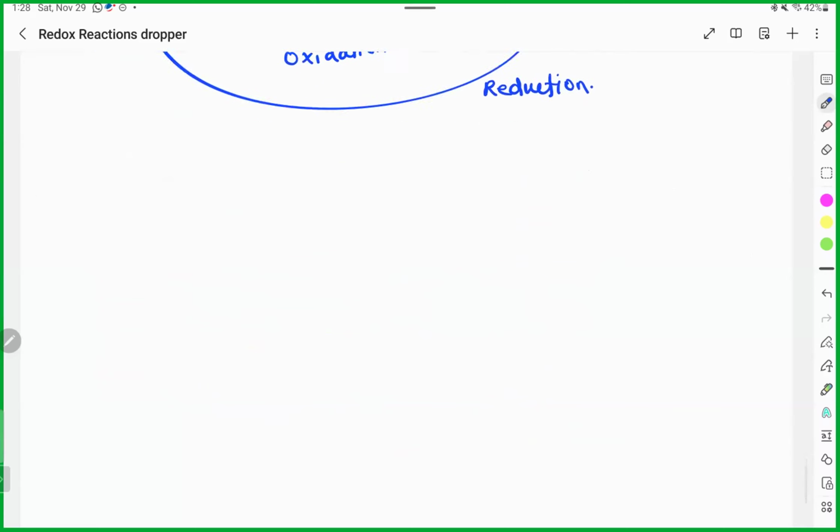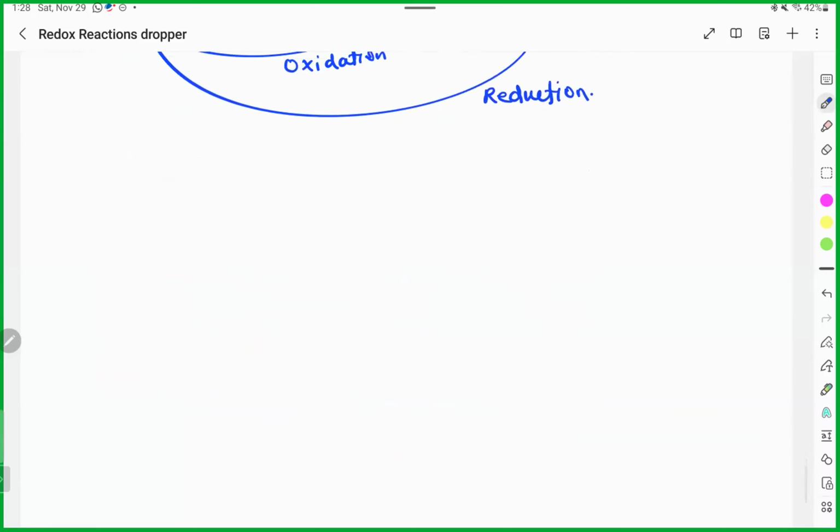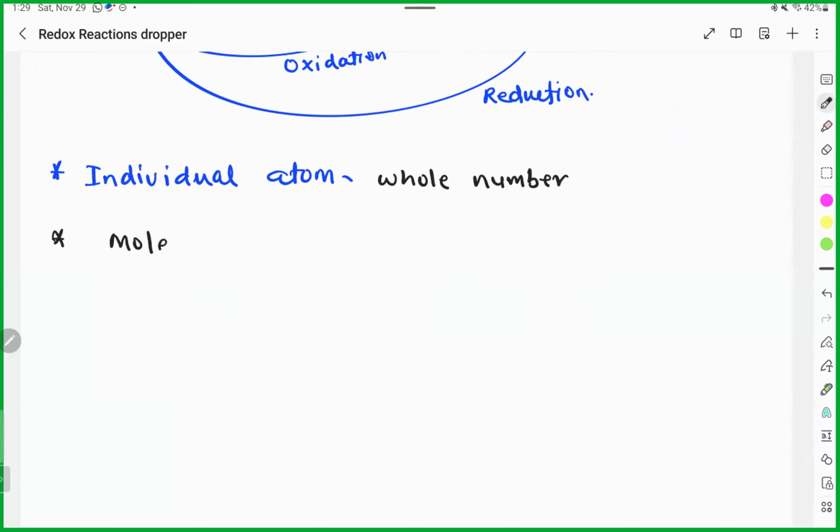And there are some elements that can have fractional oxidation number. An individual atom always has a whole number, +1, -1, like this. But a molecule can have a fractional charge, a fractional oxidation number. Fractional oxidation number means 8/3, 2/3, like this.